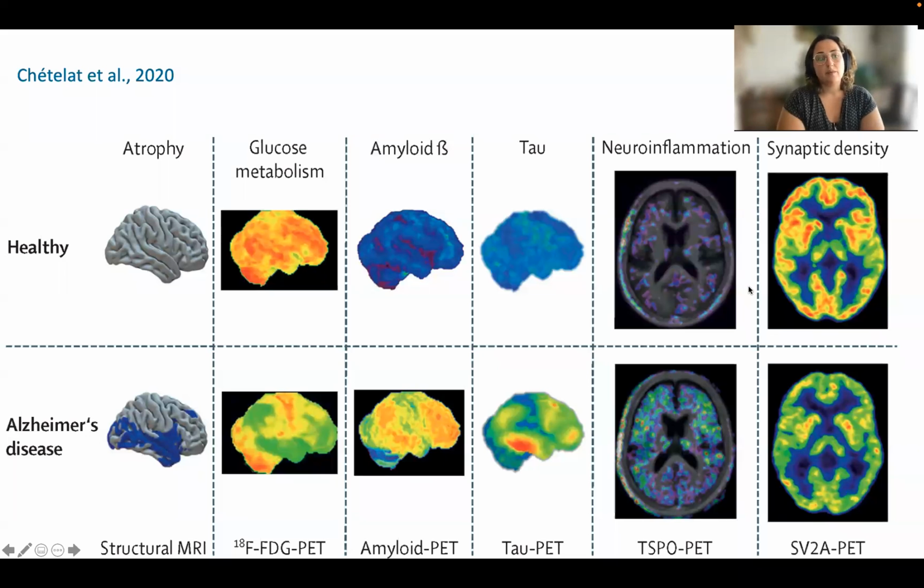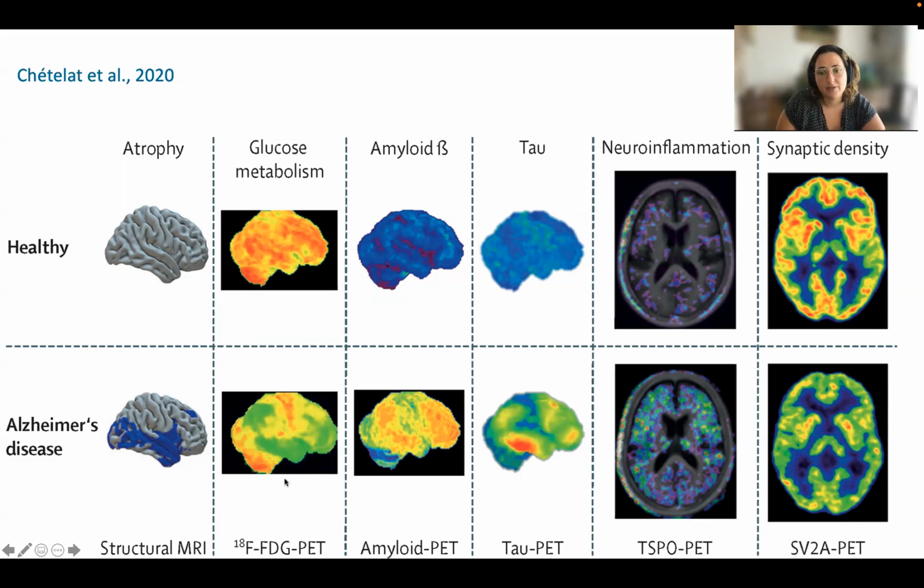Here we can see that with Alzheimer's disease, we can do different positron emission tomography scans. This allows us to scan for certain biomarkers in the brain. Here we've got our structural MRI, where we can see differences in the brain that happen with cell death, with the atrophy.